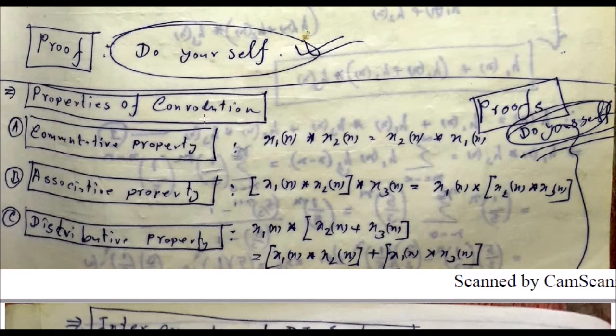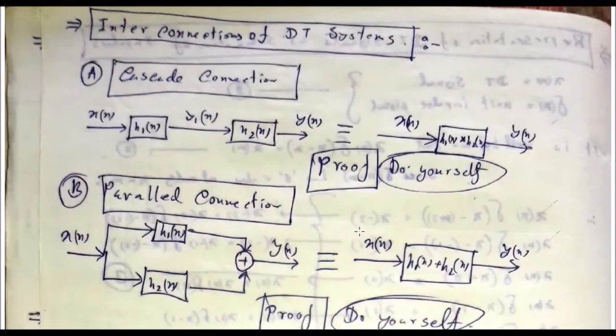Now the properties of convolution. Convolution generally obeys three major properties of any binary operation: the commutative property, the associative property, it is associative over convolution again, and the distributive property, that means it is distributed over the summation or subtraction operation.